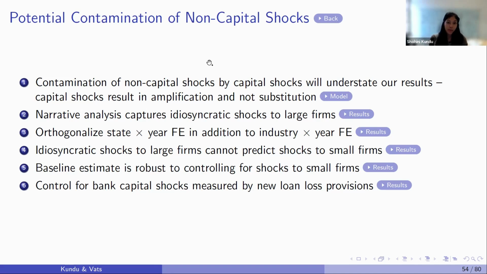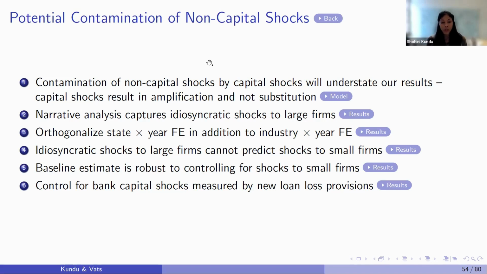So what we do is we go through a number of exercises to study whether these concerns will threaten our core hypothesis. First, we show that contamination of non-capital shocks by capital shocks will bias our results and result in amplification rather than substitution. Second, we present a narrative analysis, which I showed earlier. Third, we also include state cross-year fixed effects in addition to industry cross-year fixed effects when we construct the idiosyncratic shock to capture, if you believe that there's some degree of state-specific macroeconomic cycles that can affect the shocks that are measured.